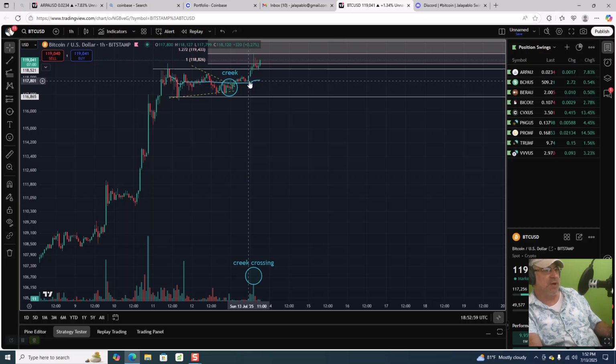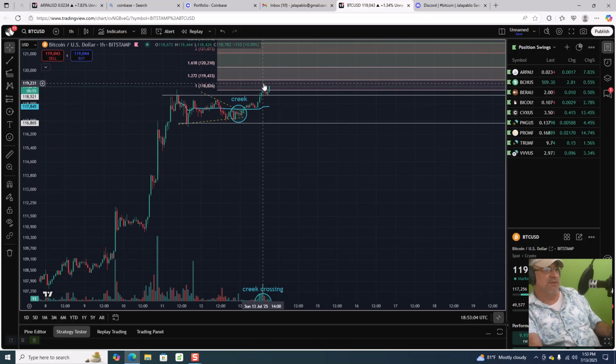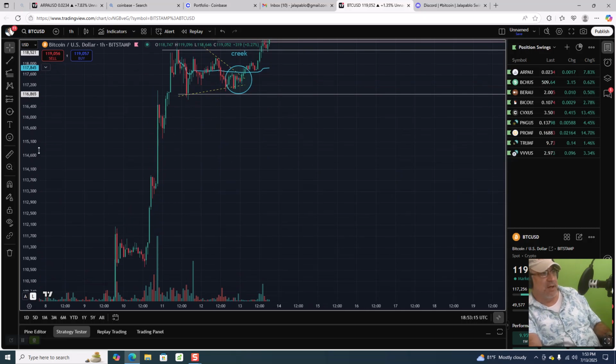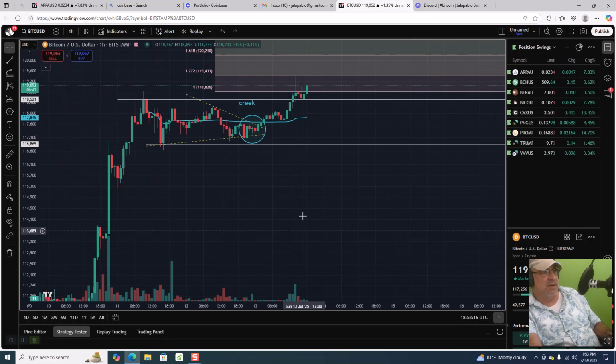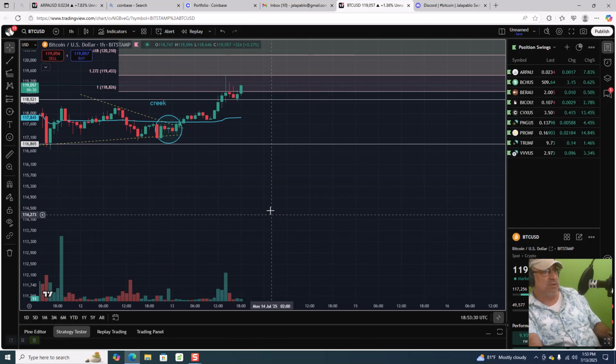You see this bounce right here, and then a subsequent markup. The first upthrust we had got stopped out at the 1.272 Fibonacci. You see it here. I'm going to blow this up a little bit so you can see it, right exactly to the 1.272. And then it came back down, retested the resistance, flipped it to support, and now we're slowly heading back up.